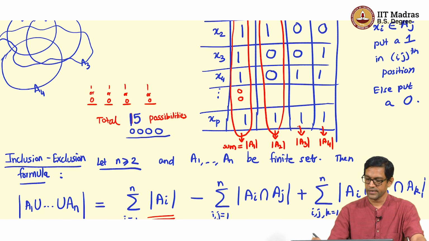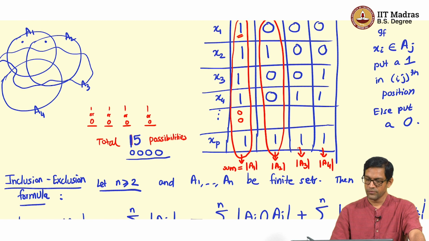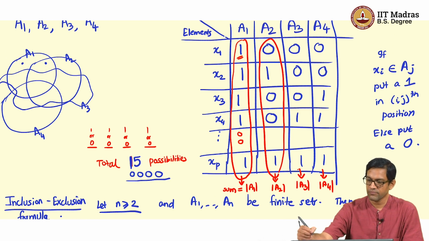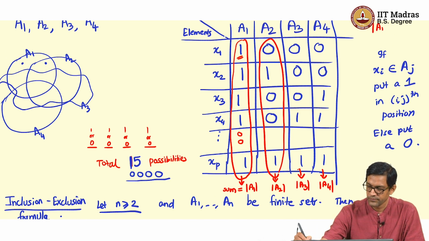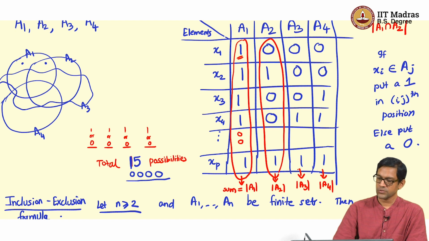What is the next term? Well, it looks like cardinalities of intersections of things 2 at a time, pairwise intersections. So, for instance, if you are looking at the cardinality of A1 intersection A2, how would you understand that from this table? Well, here is what you would do.